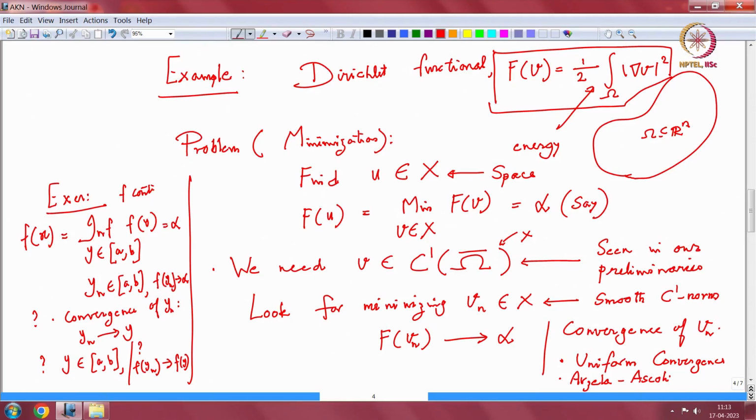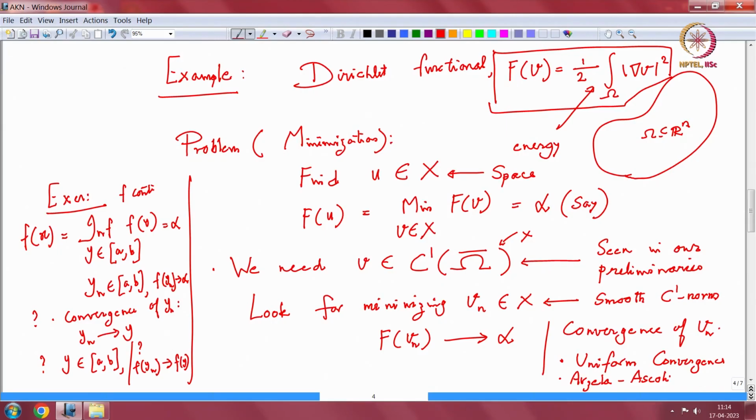You already know how to deal with any minimization problem. The moment you have a minimization problem, one approach is to look for a minimizing sequence, and a minimizing sequence exists because the infimum is finite, so f of v n tends to alpha. The next step is to derive a convergent sequence. Since C1 of omega is given with the C1 norm, which is a supernorm of the functions and their derivatives, you try to get estimates on that.